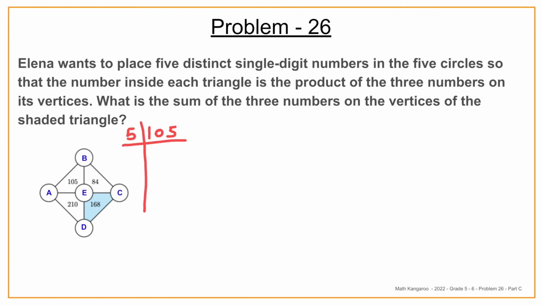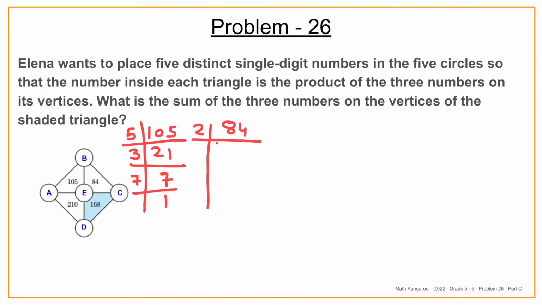So we divide by 5, we get 21. 7 multiple of 3 gives us 21. And 7 times 1 gives us 7. Let us find the factor for the second number. So the second number is 84.